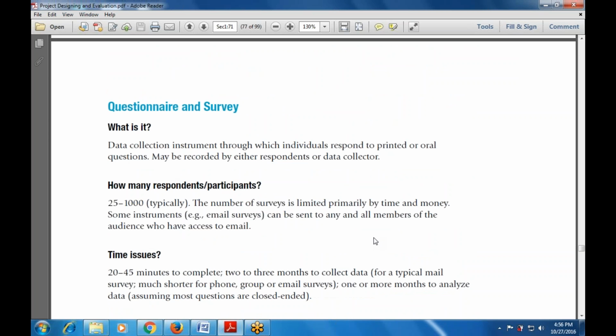Then we have discussed the questionnaire and the survey. How many respondents? This typically ranges from 25 to thousands, and the number of surveys is limited by time and money. It can be sent to any member of the audience who has access to email. Then what are the various time issues and the factors that affect time?